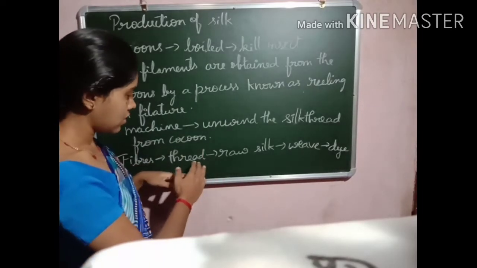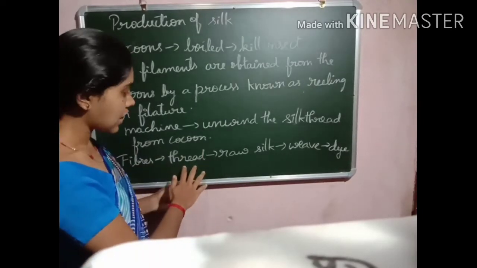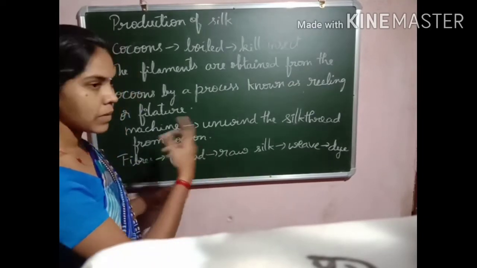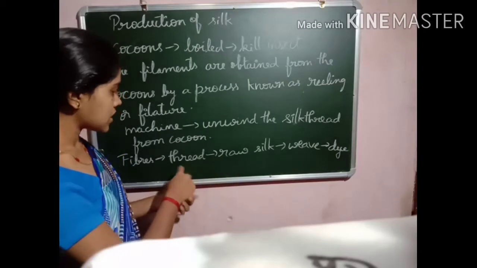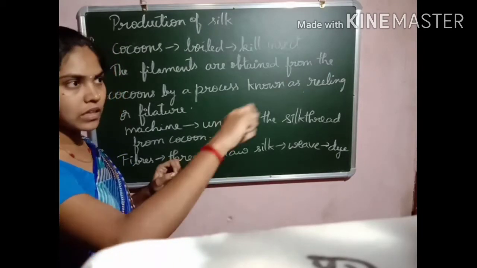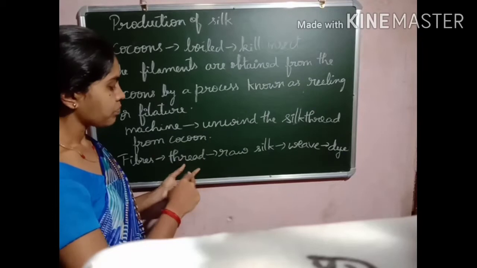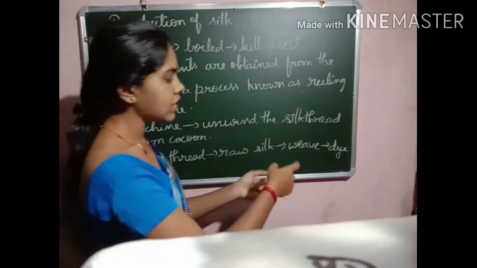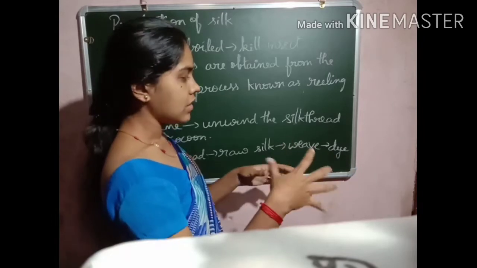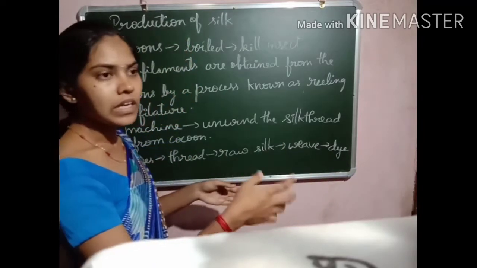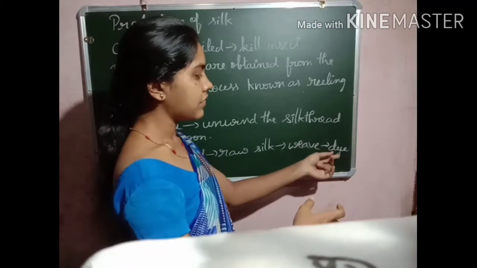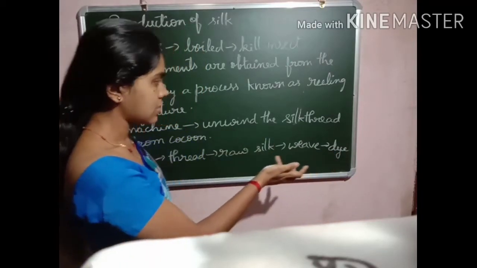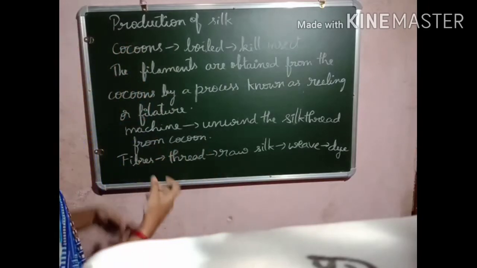This silk thread is known as raw silk. Fibers are made into thread. They use a machine and make long strips like thread. That thread is known as raw silk. Using the raw silk, they weave, and then they dye and give different colors to the fibers. They make the fabrics. This is how the process continues.